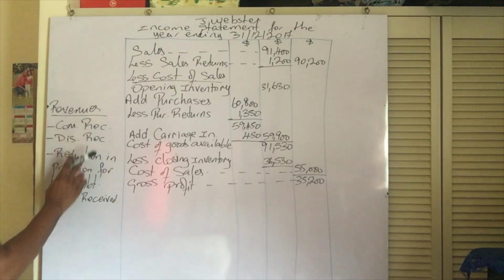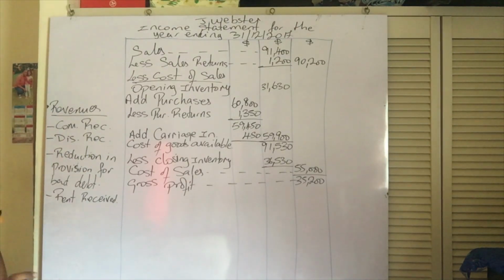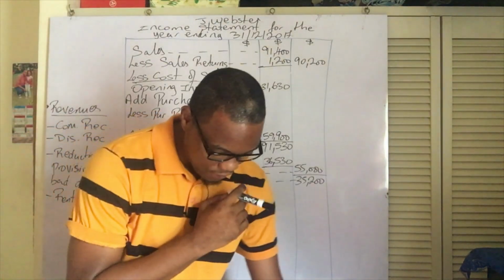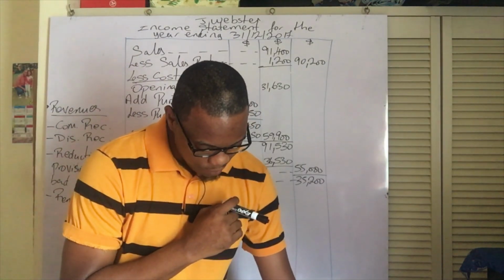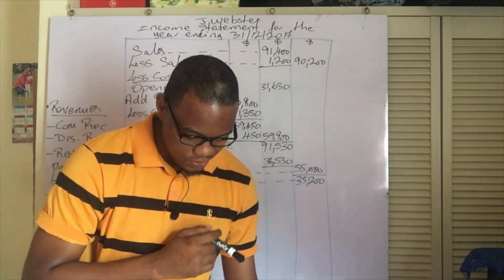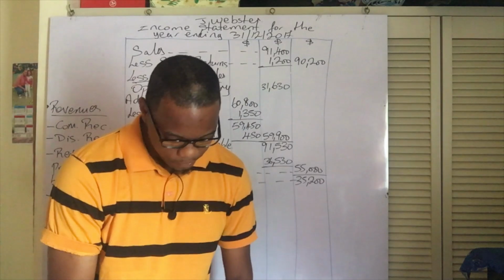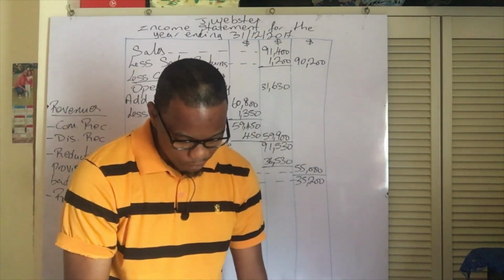And all of this information, you would have found in the footnote. So you have to check the footnote. So by checking the footnote, I realize that I see discount received, right? Discount received is there in the footnote. They did talk about provision for bad debt.